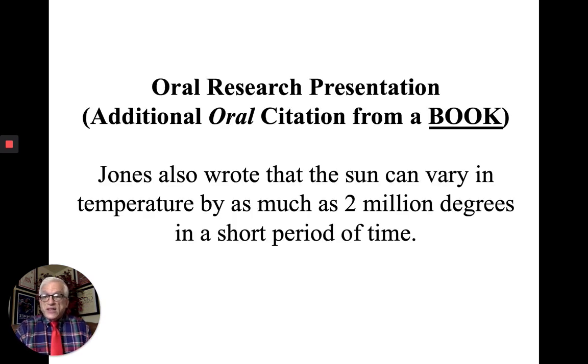Then later on, let's say I want to refer back to that same source. Because I've given the author's name, I can simply say Jones also wrote that the sun can vary in temperature by as much as 2 million degrees in a short period of time. I don't have to give you the complete citation because I've already given it to you once. I just now remind you that this is the Jones source.